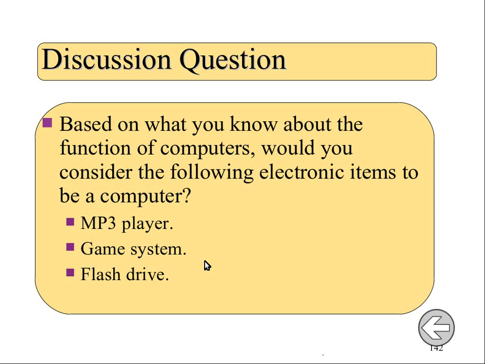How about a game system? Is a game system a computer? Well, a game system definitely has input and output, and it definitely displays information. So it's both input and output. It processes because it has to react to the player. How about storage? Yes, most game systems store information because they have to be able to store settings and scores and things like that and the state of the game. So a game system is a computer.